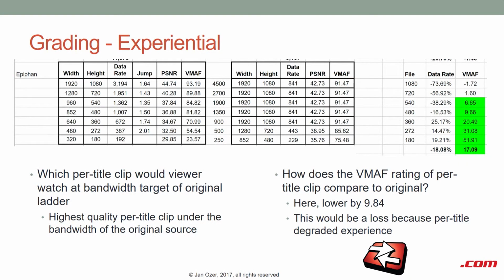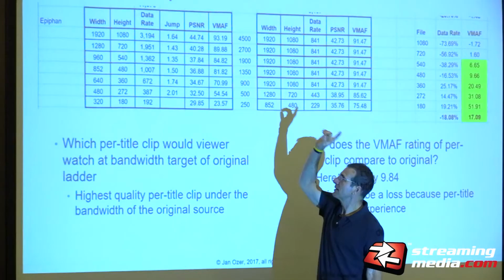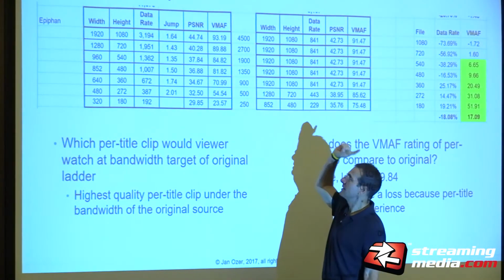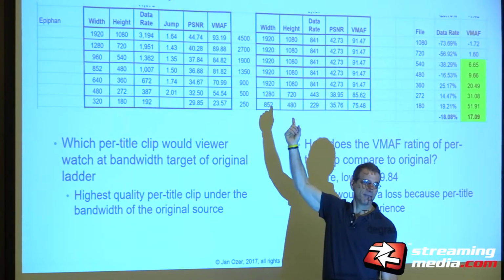You can't just compare rung by rung because some technologies don't have all the rungs. Besides that, it's not particularly relevant, right? We don't care how it looks rung by rung. We care about what a person viewing at a particular bandwidth would experience with a fixed ladder as compared to a per title ladder. Does that make sense?